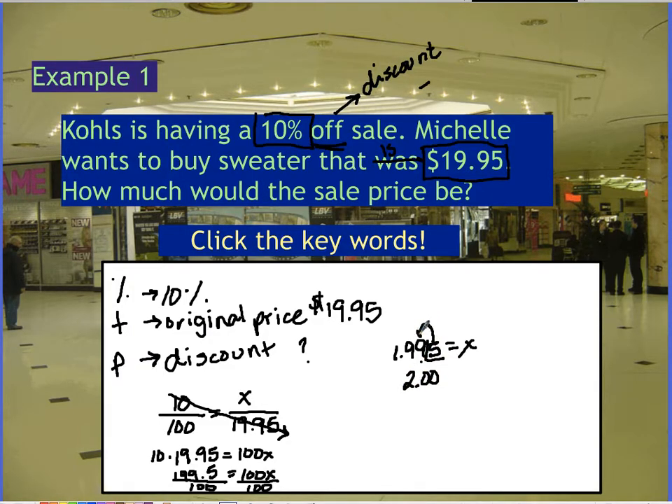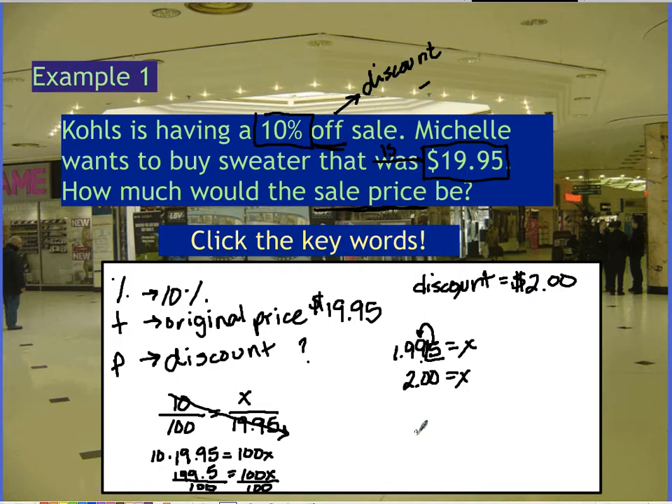The 5 tells the 9 to go up to a 10, so this turns into a 10, carry the 1, turns into a 2. So X is equal to $2. So now our discount is $2. But it didn't ask us for the discount, it asked us for the sale price.